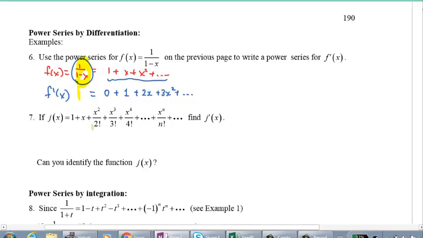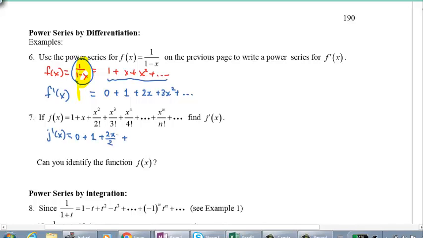Okay, how about number 7? Number 7's a really neat one that I really enjoy doing. You're like, ew, I hate those factorials. I know, but that's okay, we can do this. Once again, I'm going to ask you to take the derivative, so j prime. So, let's do this. The derivative of 1 is? Good, 0. The derivative of x is? 1, good. How about this part? The derivative of x squared is 2x, and 2 factorial is just 2. So this is the same thing as 2x over 2.